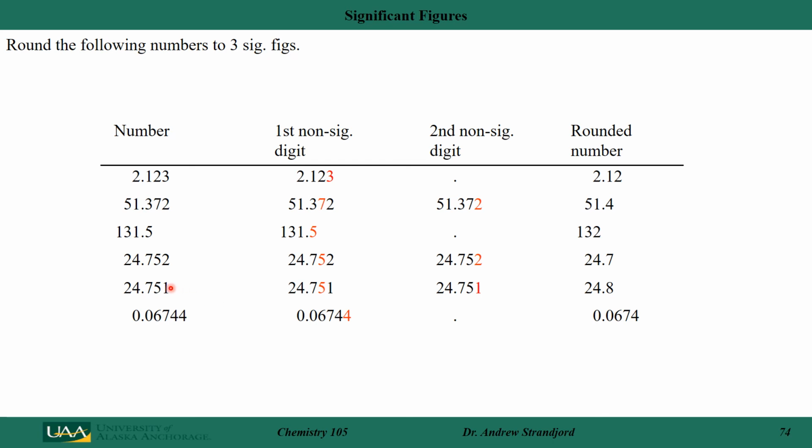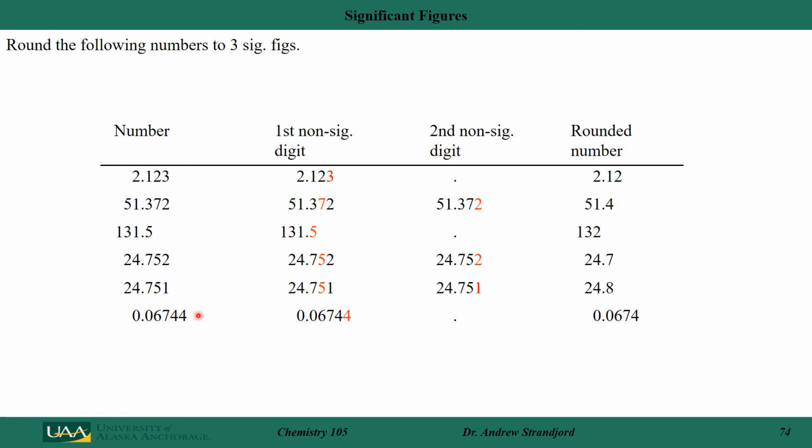In another example here, I have 5 digits in 24.751. I look at the first non-significant digit. It's a 5, so I got to look at the second one. In this case, it's odd, so I round it up to 24.8. These two are tricky. Okay.